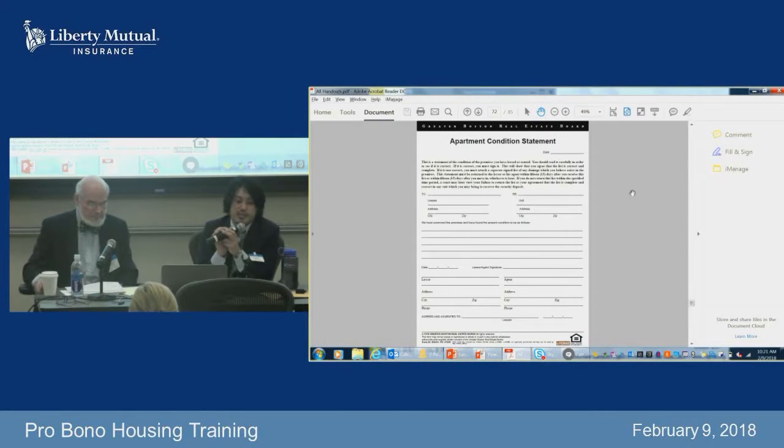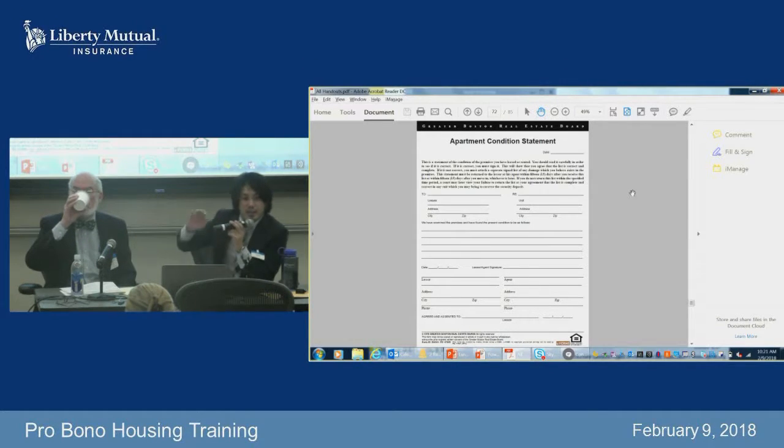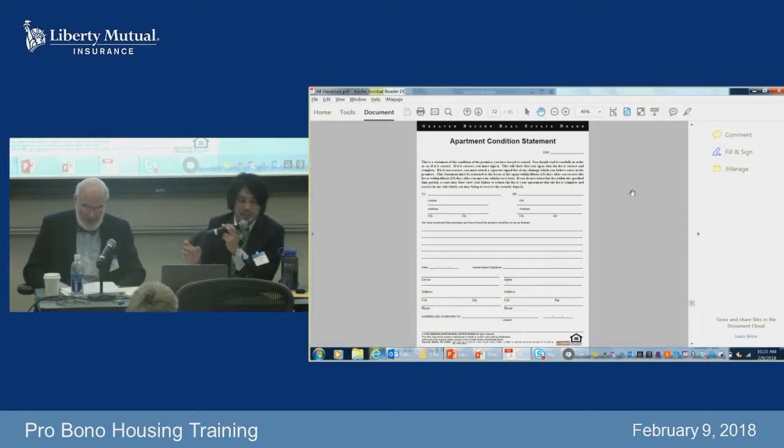Okay, and so that makes move-in condition statements really, really important. So this is a typical one that you might find. This one's available online, and so what happens is when a tenant moves in, the tenant and the landlord go through the property and they list all the defects that might be there. When the tenant moves out, they're not going to be responsible for anything that's written on this. So there shouldn't be any fight about that. It's going to be about the things that aren't listed on this. And the tenant is not going to be responsible for normal wear and tear.